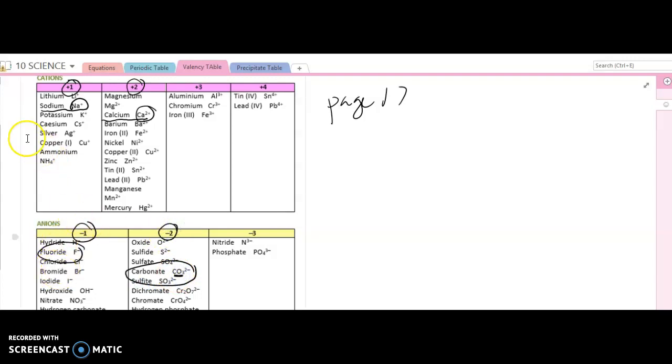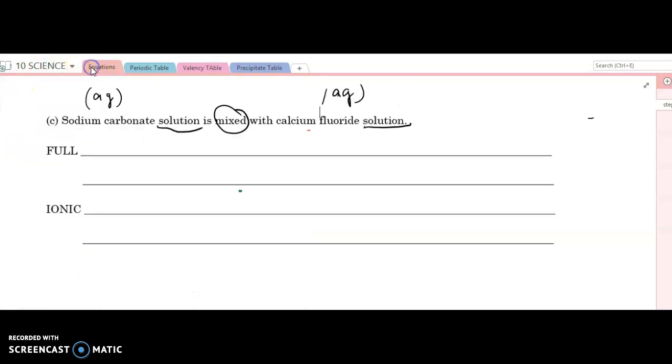So let's go back to the equation. So we write those out in the combination, which is sodium 1 plus. We'll just write plus. By the way, it's little a, don't write capital A. I'm going to have to take marks off. The carbonate, remember, was 2 minus. Mixed, which means we put a plus, and calcium, Ca 2 plus, and fluoride, 1 minus.